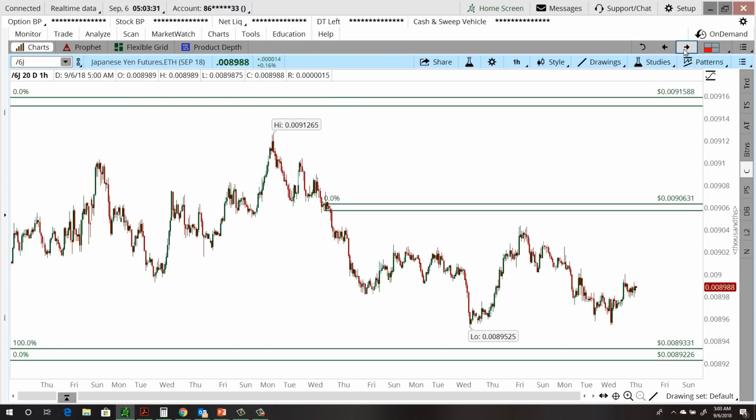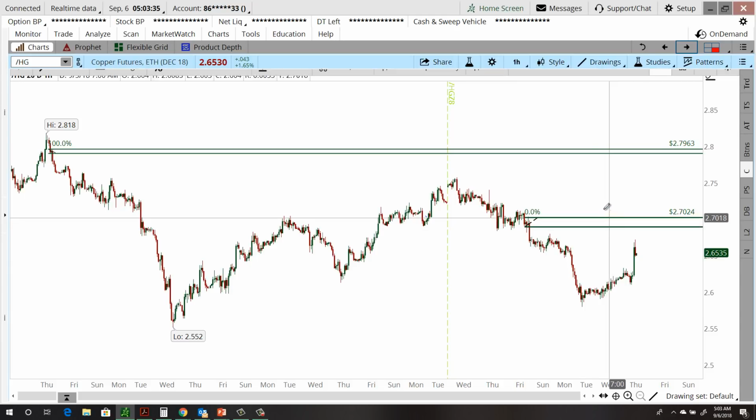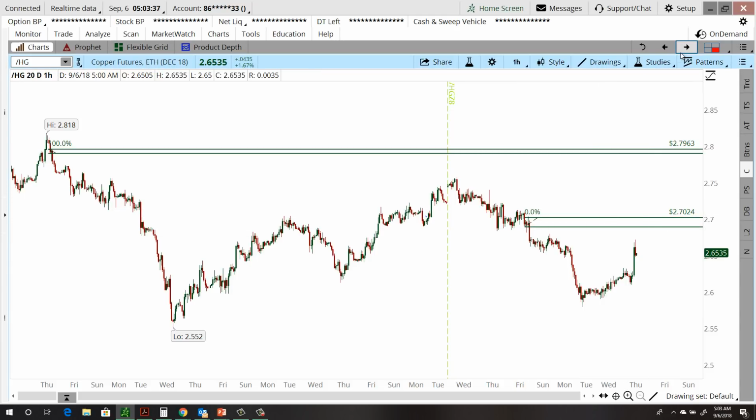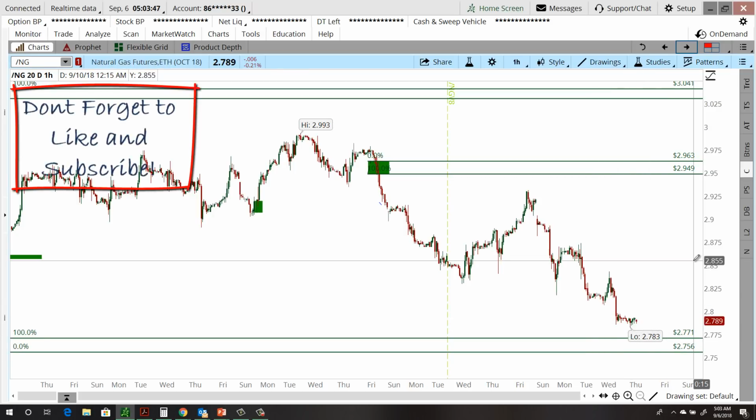All right. Japanese yen, nothing really happening. Copper, we could reach this level today as we just got an overnight pop. And I don't love what nat gas is doing. Nat gas's consolidation is looking a lot like the Canadian dollar right now. So I'm going to turn this off for this morning.